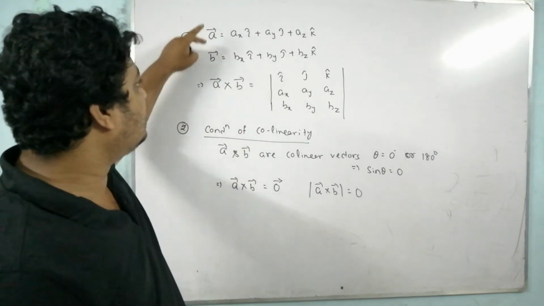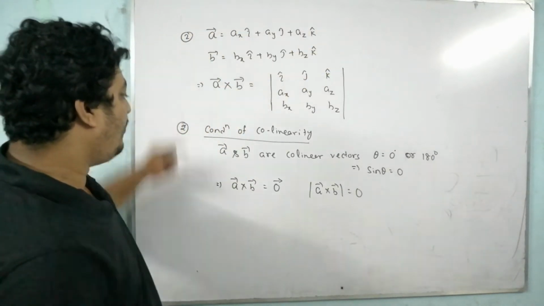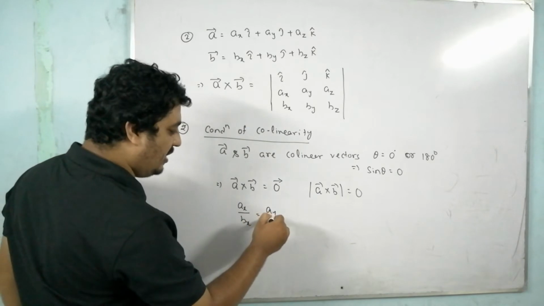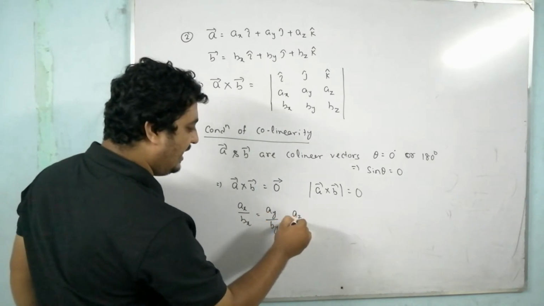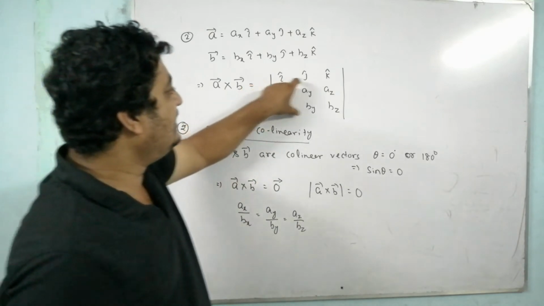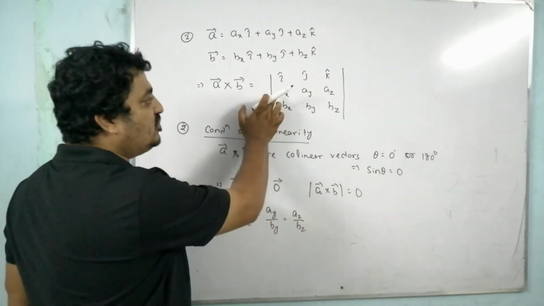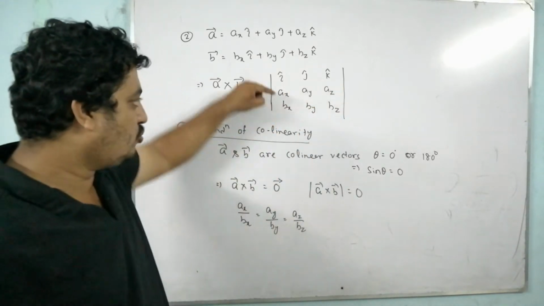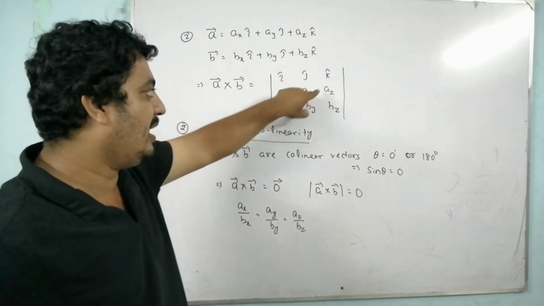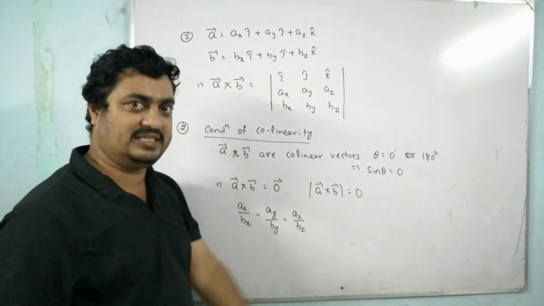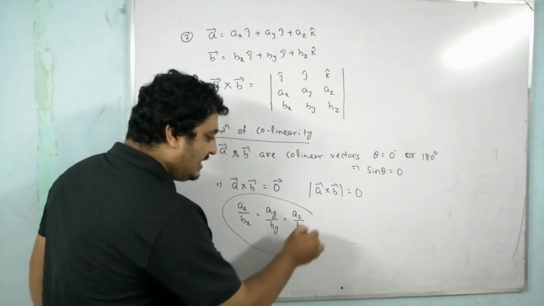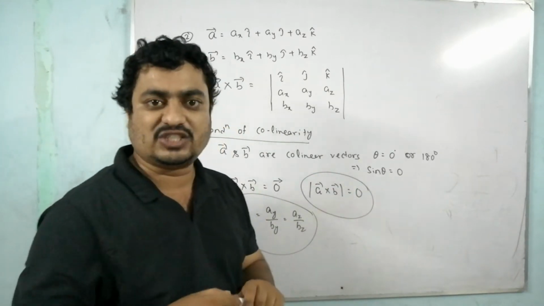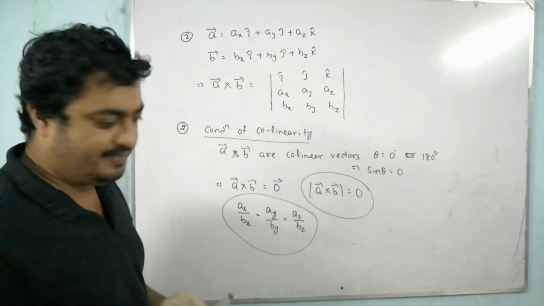But if two vectors are given in rectangular component form, you can check the collinearity by just checking Ax by Bx equal to Ay by By equal to Az by Bz. In that case only this determinant will be 0, because if a row is a multiple of another row, then its determinant is 0. So we can write Ax by Bx equal to Ay by By equal to Az by Bz. If this holds good, then the vectors are collinear. This is called condition of collinearity.